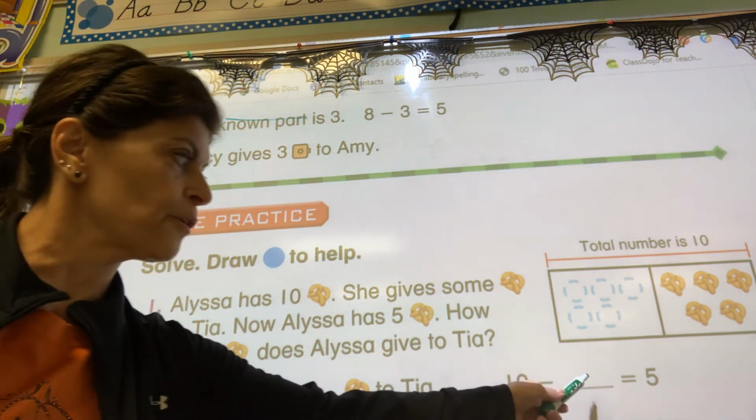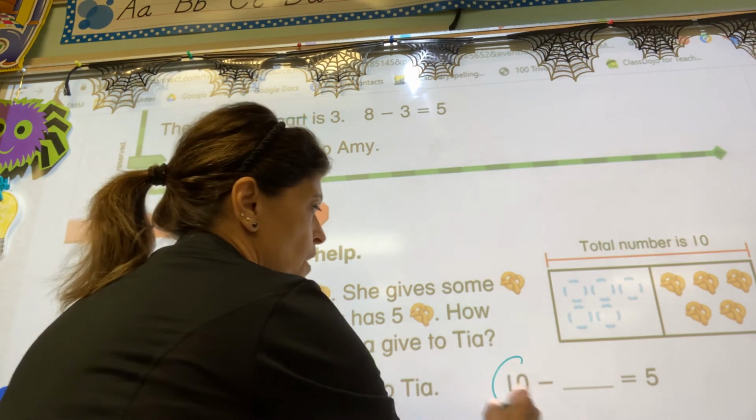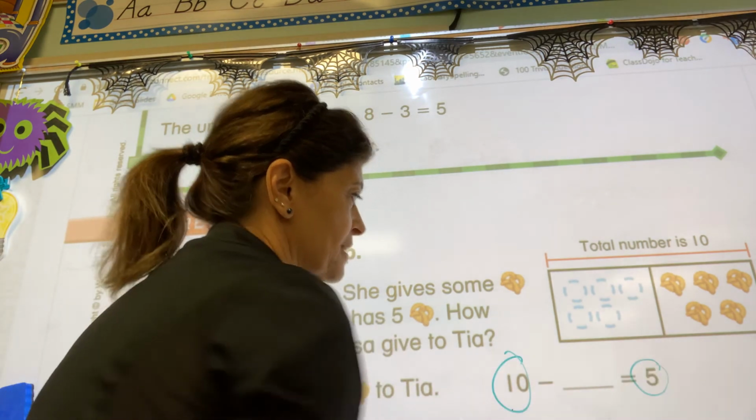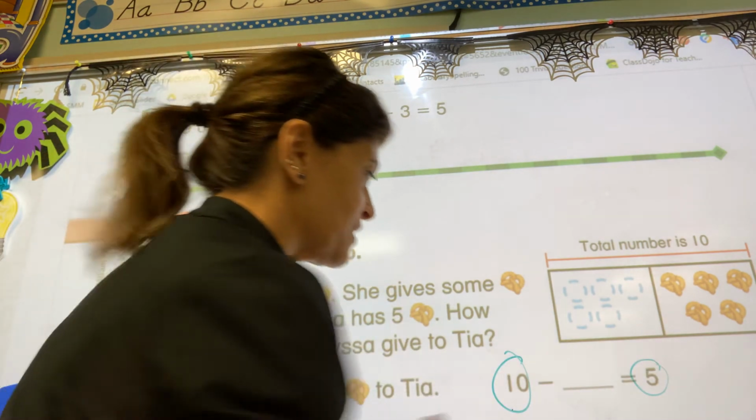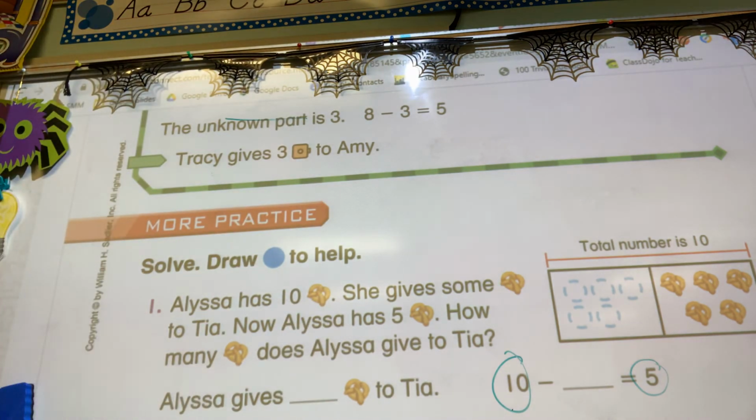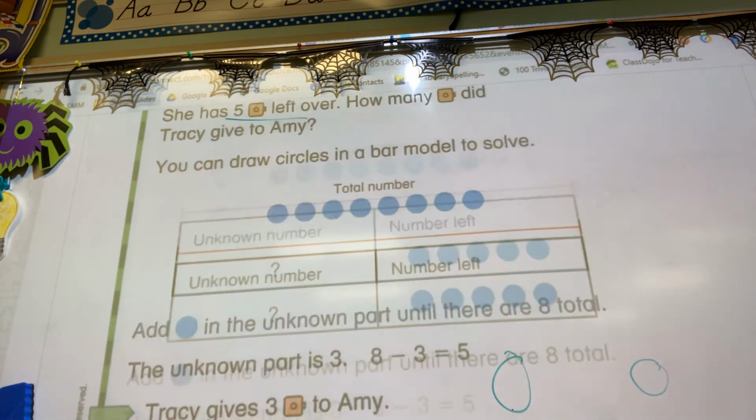Think about the other part. Remember, this is the whole number. This is one of the parts. Oh, I know some of you already have that answer written down. Find that missing part. And let me turn to the other page.